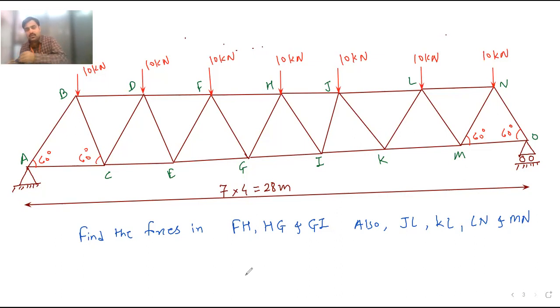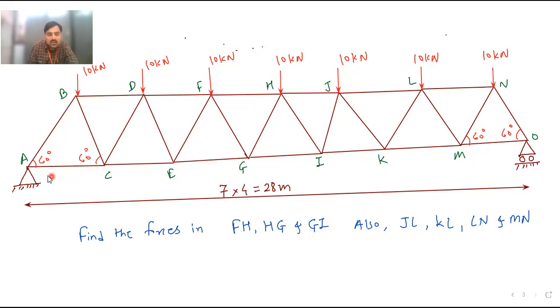What does it mean? 7 into 4 is equal to 28. Means what? See here. How many spans are there? Here is AC, CB, EG, GI, IK, KM, and MO. How many? 1, 2, 3, 4, 5, 6, 7. So 7 lines are there. Okay. So the total span is 7 into 4.